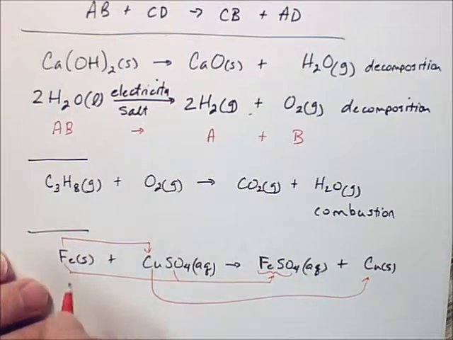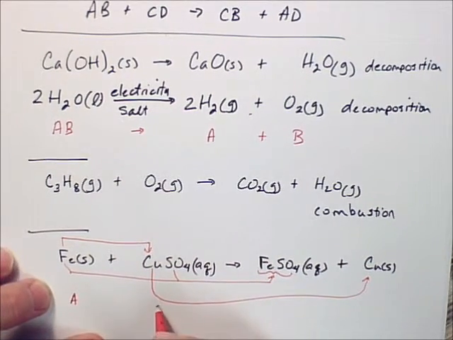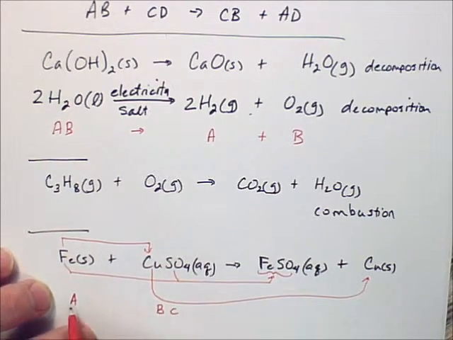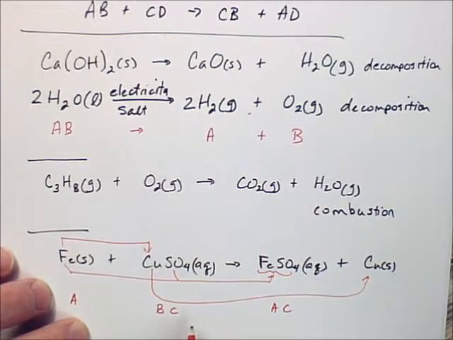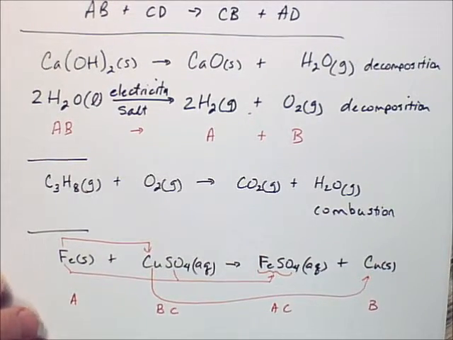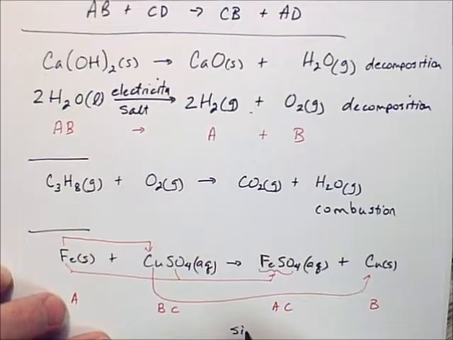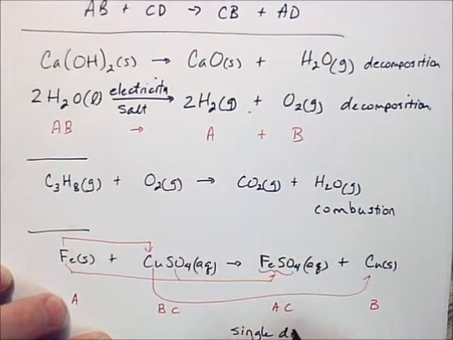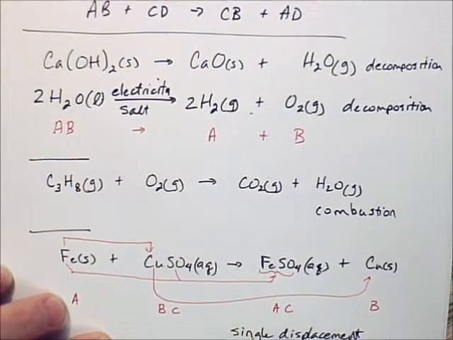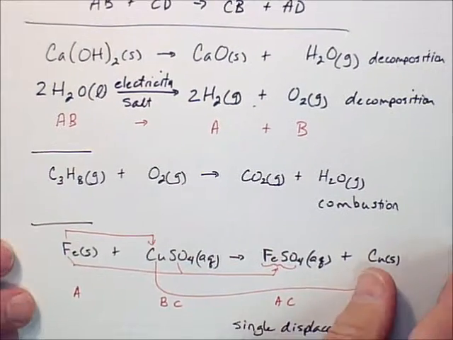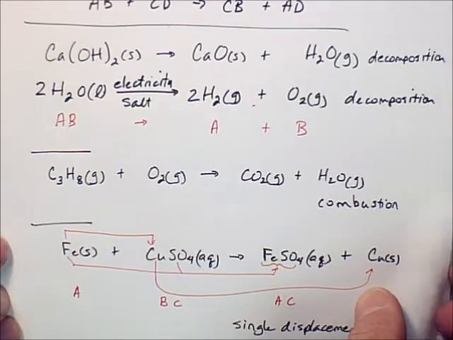So this might be called A, B, C. This would be the B part. The SO4 will be the C part. Then A is ending up with the C part, A and C. And this over here is B. Well, that's the way that single replacement or single displacement works. So the classification of this equation is single displacement.